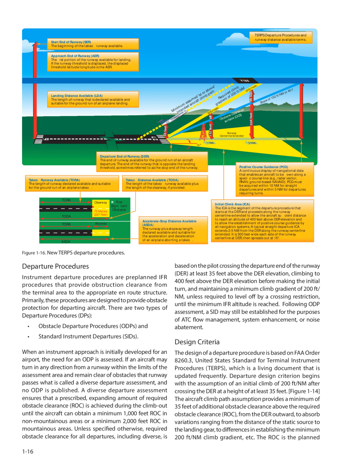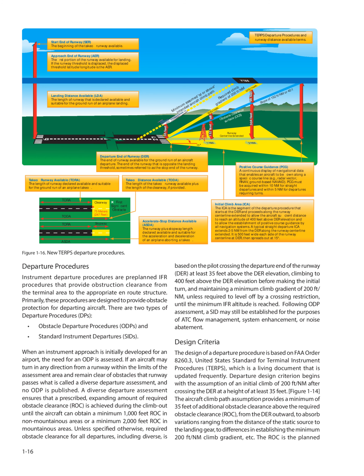Unless specified otherwise, required obstacle clearance for all departures, including diverse, is based on the pilot crossing the departure end of the runway, DER, at least 35 feet above the DER elevation, climbing to 400 feet above the DER elevation before making the initial turn, and maintaining a minimum climb gradient of 200 feet/nm, unless required to level off by a crossing restriction, until the minimum IFR altitude is reached. Following ODP assessment, a SID may still be established for the purposes of ATC flow management, system enhancement, or noise abatement.